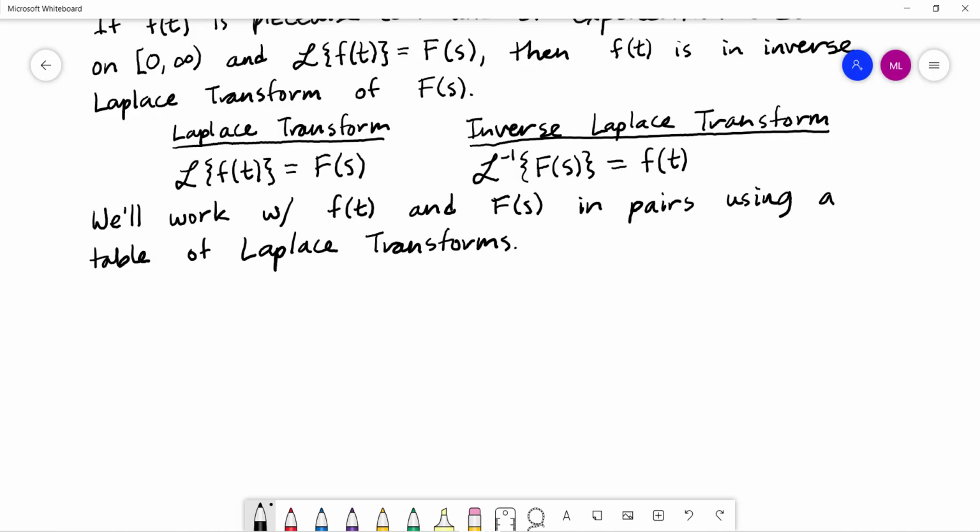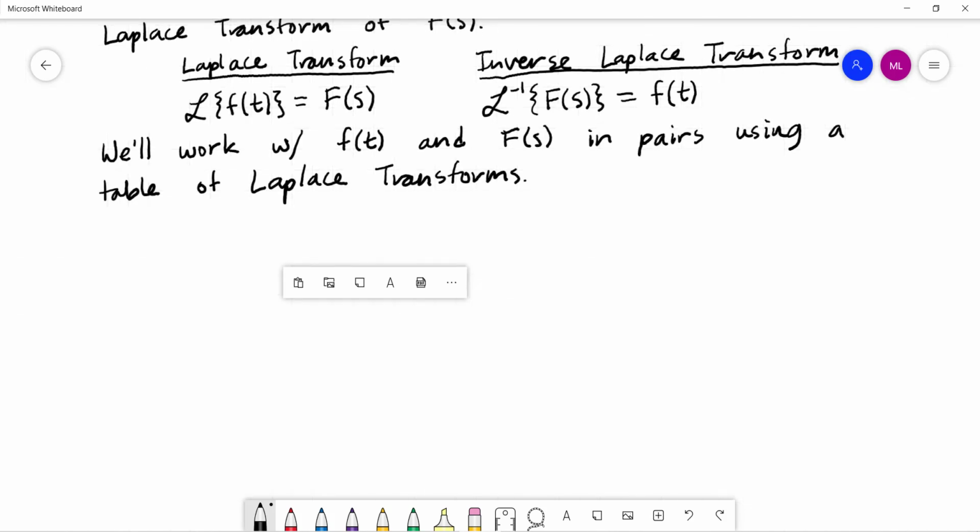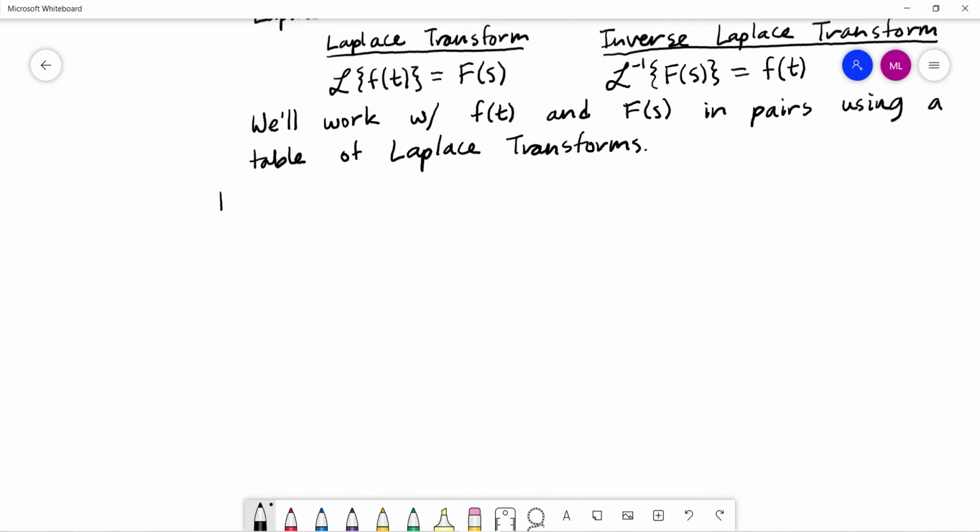I want to do a few inverse Laplace transforms in the same way that we did the regular Laplace transforms, just so we can all get a handle on how to use that table. So the first thing I want to do is the following. Let's find the inverse Laplace transform of an F of s that looks like this. Let's do 6 over s squared plus 9.